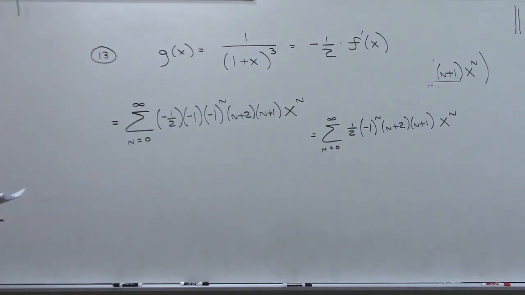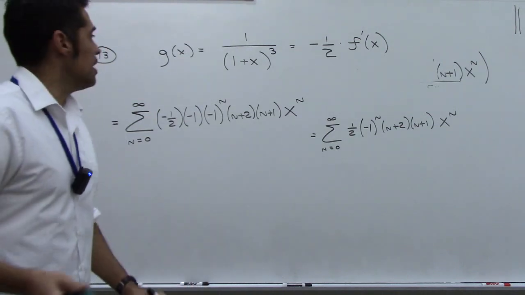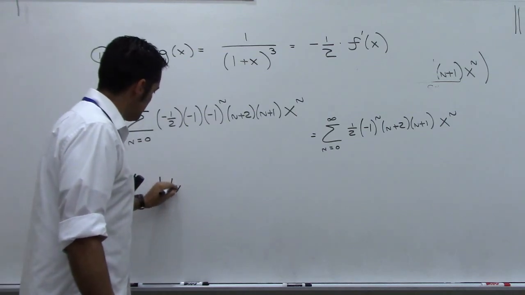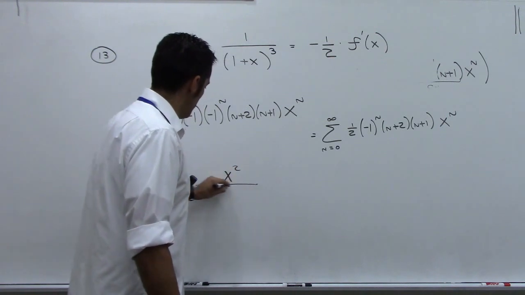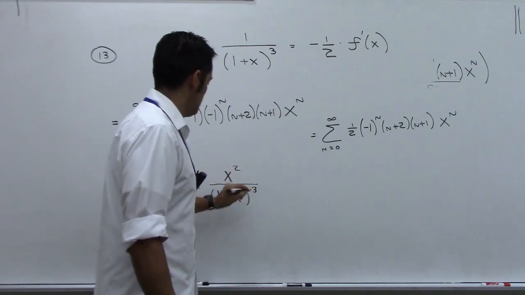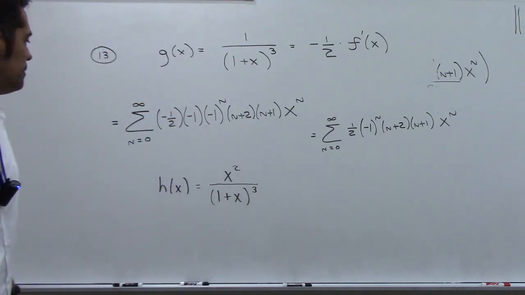What was this, 13b? All right. Then, part C, it says, now let's look at a different function. Different one, h of x is x squared over 1 plus x cubed. So it says find a power series for this one.